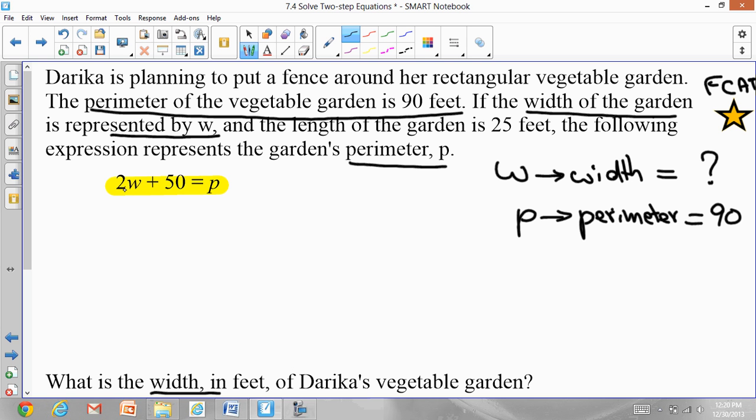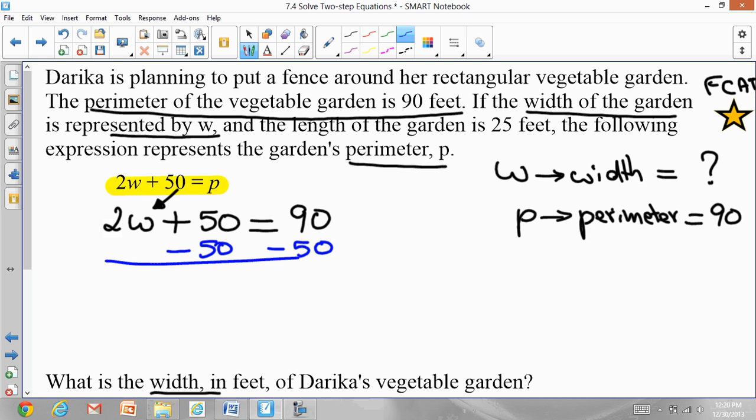So let's go back to this equation now and substitute what we know. So 2 stays, W stays because that is what they are asking us to find, plus 50 stays as it is, put the equal sign, P change it to 90. Now this is your two-step equation where they are asking you to find W. It's so easy to get rid of a number which does not have a letter attached to it. So plus 50, the opposite of plus 50 is minus 50 on the left and minus 50 on the right side of the equal sign.